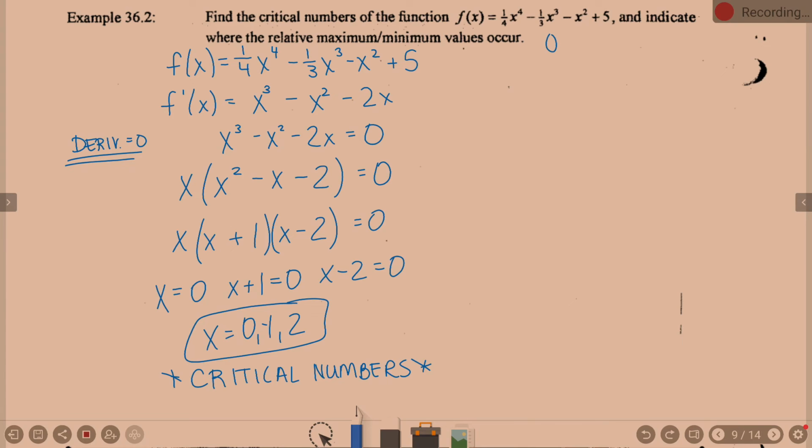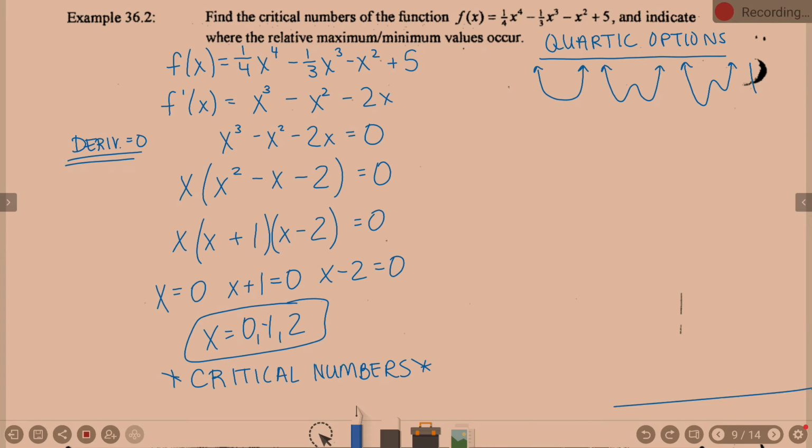Yeah, this is an x to the 4th. So it is a quartic. Okay, we talked the other day about quartic options. What could my graph look like here? Squared off. Okay, a squared off parabola. And the variations of this were basically what? W's, right? You could have an even W, or you can have a lopsided W.